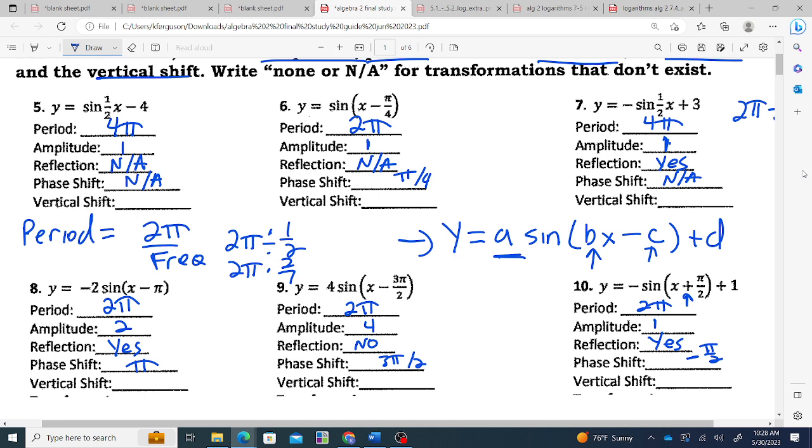Excuse me. 7 doesn't have anything in the parentheses, so it doesn't have a phase shift. But 6 does. See how that's in parentheses? So whatever I'm adding or subtracting, that's going to be my phase shift. Because it's plus here. Look at the formula that I wrote. Formula says minus C. If it says plus, then that's negative.